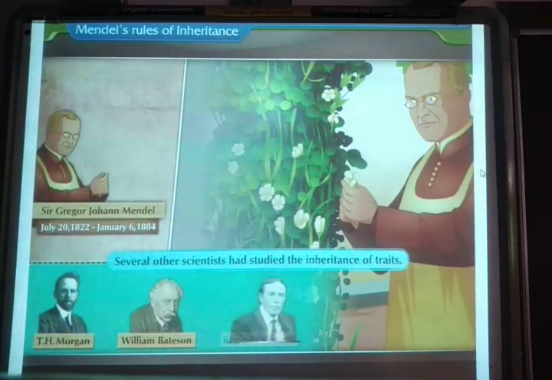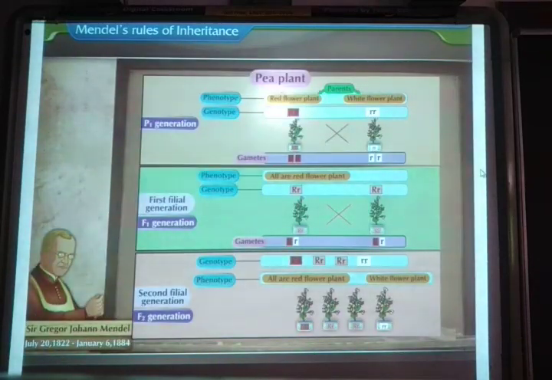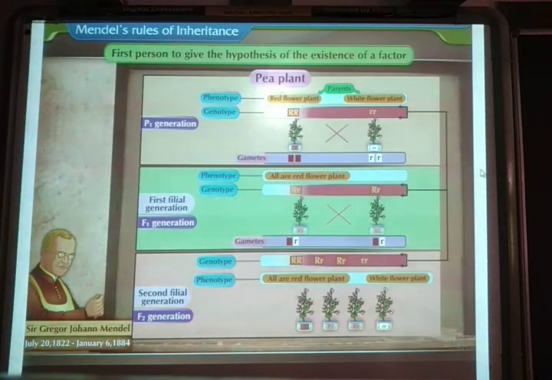Several other scientists had studied the inheritance of traits. However, Mendel blended his knowledge of science and mathematics and was the first person to give the hypothesis of the existence of a factor called the Mendelian factor to explain continuity and variation. This factor is known as gene.